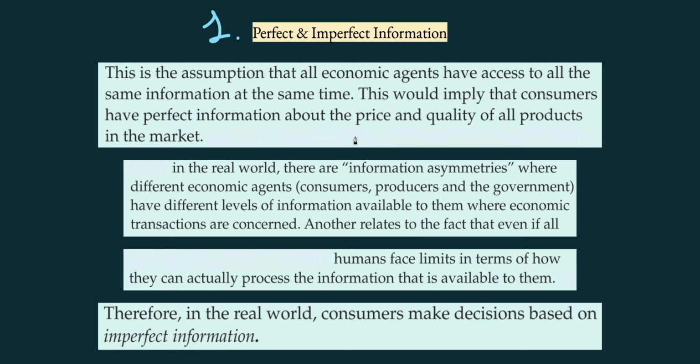Be honest, if you go to the grocery store and you're looking at peanut butter, do you know the price and quality of all the 20 brands of peanut butter? No, you don't, because no one's telling you that, so you don't have access to the information, okay? And that's shown here, as in the real world, there are information asymmetries. So remember, symmetrical information is when everything is perfect, and asymmetrical information, or asymmetries, is the opposite of that, where different economic agents, whether it be consumers, producers, or the government, have different levels of information available to them where economic transactions are concerned.